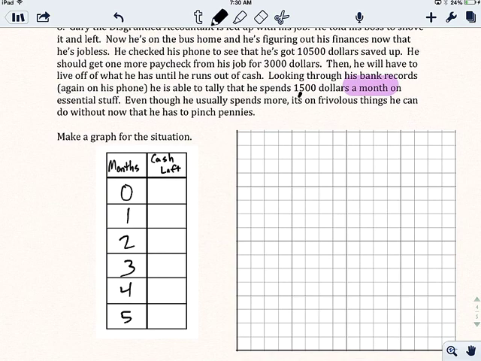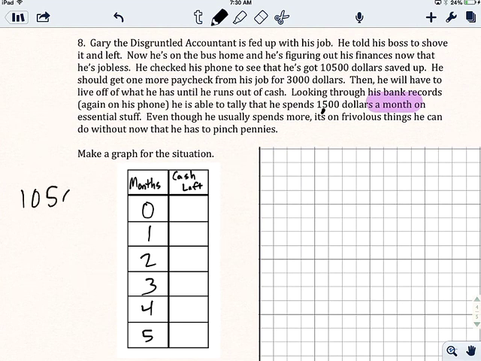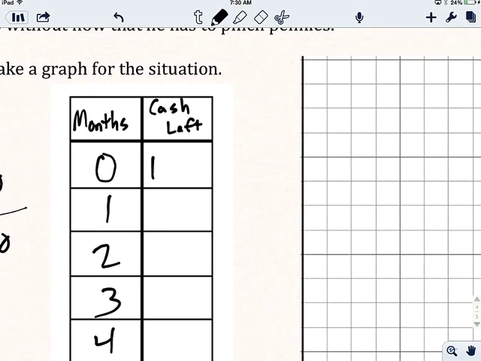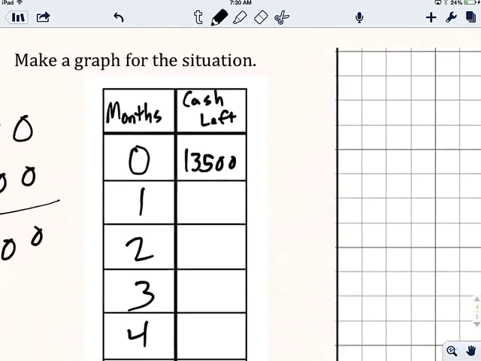And we have to figure out how much money he's got at the start. And so he's got $10,500. But he's also going to get that $3,000 check from his employer, and so he'll end up with $13,500 now that he's living without anything. Okay, and so then it says he spends $1,500 a month, so this should go down $1,500. And doing a little mental math here, that should give him $12,000.